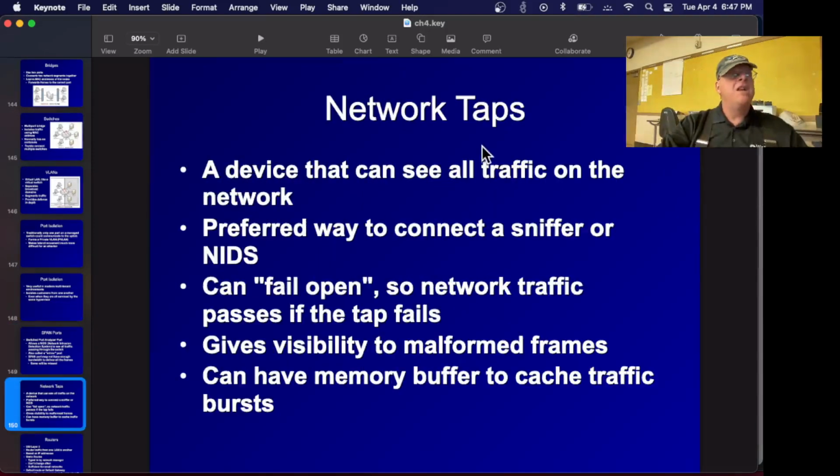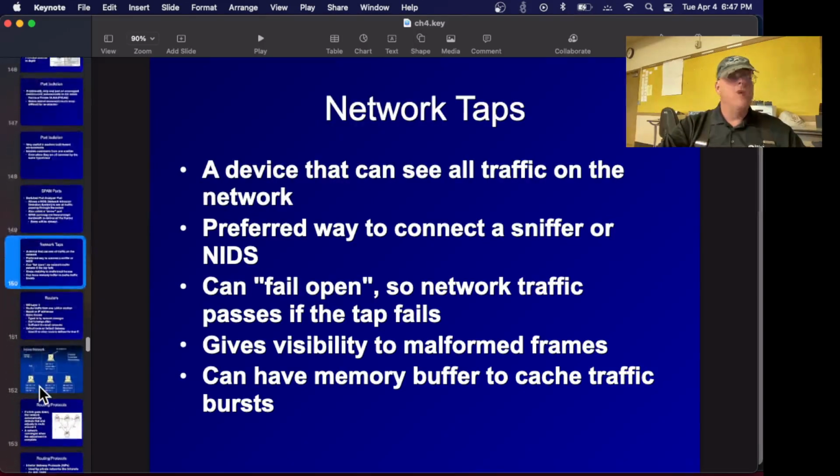What's better is to buy a network tap, a special device just to make a second copy of all the traffic passing through a cable. This is the better way to connect a sniffer or intrusion detection system. And you can set it to fail open, so if the tap fails, the traffic will continue to flow, which is normally what you want. And that can have enough memory to capture traffic bursts and such, so it's more able to follow all the traffic on a high-speed network that has a lot of traffic.